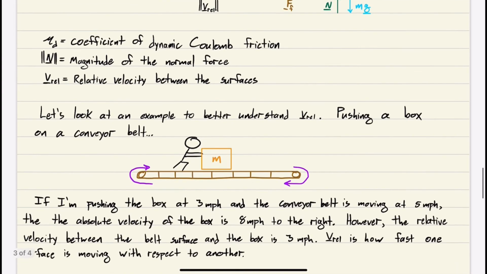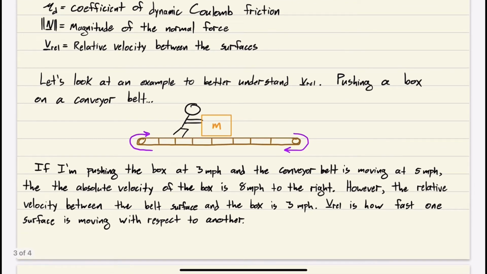Now, let's look at an example to better understand this v_rel idea. We're pushing a box on a conveyor belt. Here's our little man, he's pushing his box on a conveyor belt.